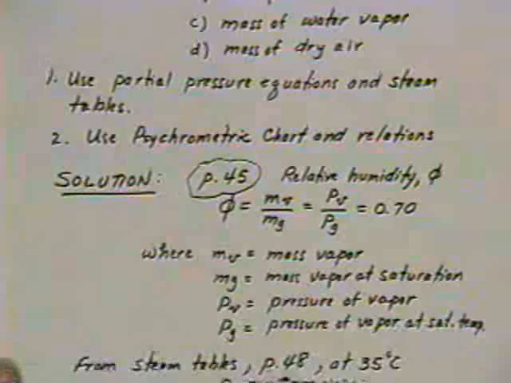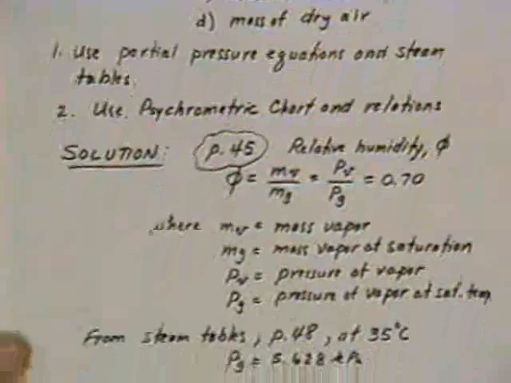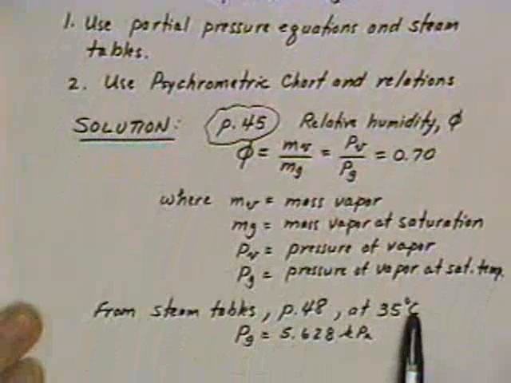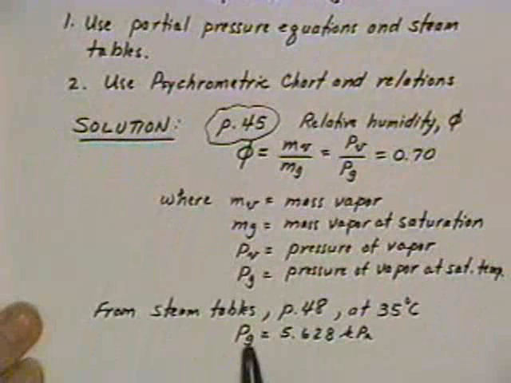It's going to exist essentially as low pressure steam, and so we can go to the steam tables, page 48. Steam tables, page 48, at 35 degrees C, and we can find at 35 degrees C what the saturation pressure of the water vapor is in the atmosphere.